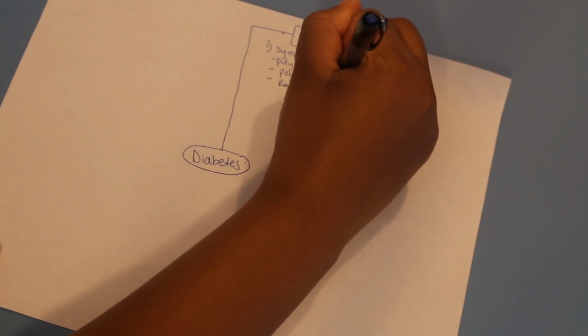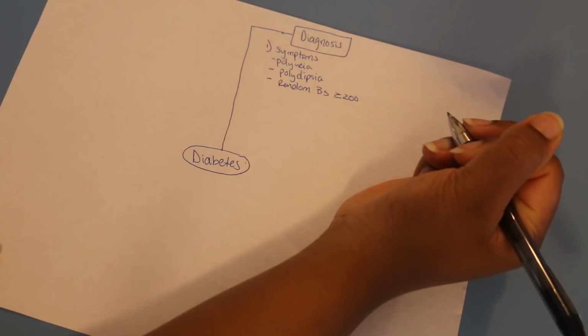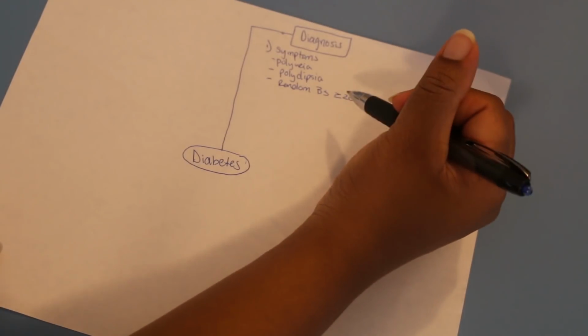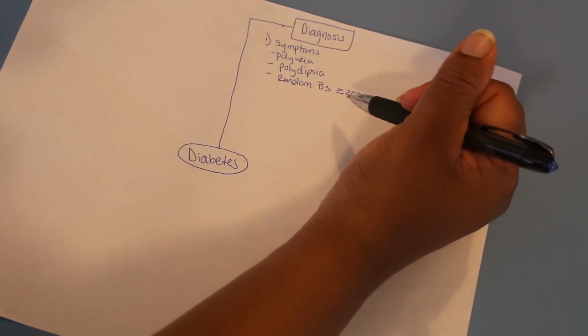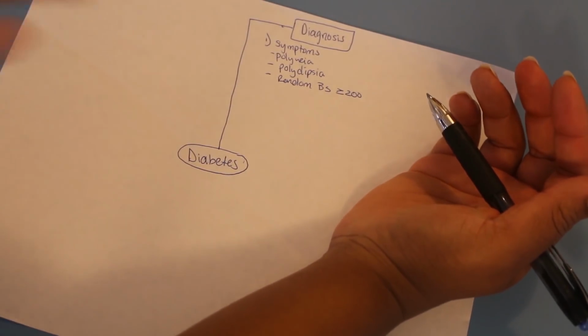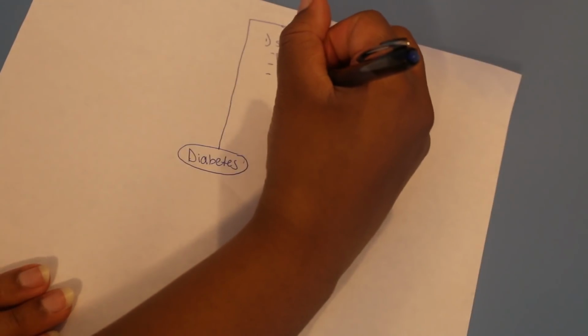Now, if you have a random blood sugar equal to or more than 200, random meaning this is not based off of when you ate or anything like that, and it's not fasting. It's just anytime throughout the day you check your sugar and you're at or above 200.